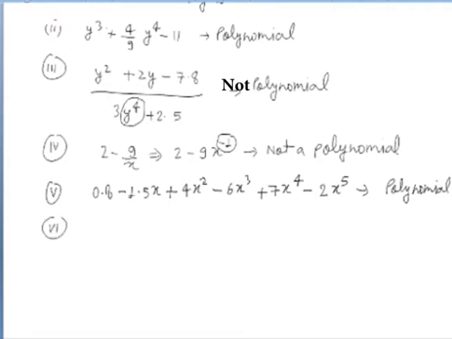And the sixth question is 7.3. It is also a polynomial. Why? Because I can write it in this way also. Okay, so 0 is also a whole number. So this is also a polynomial. And seventh is 3.4 z. So the power of z is 1. So it is also a polynomial.